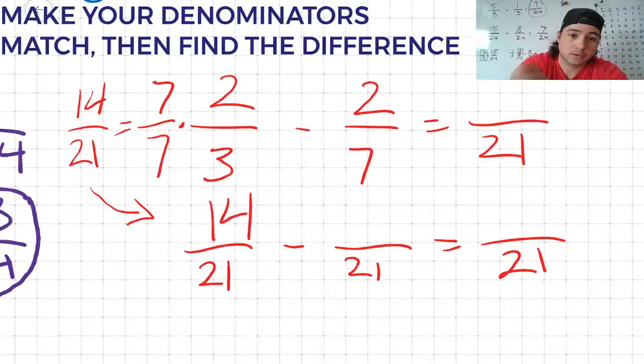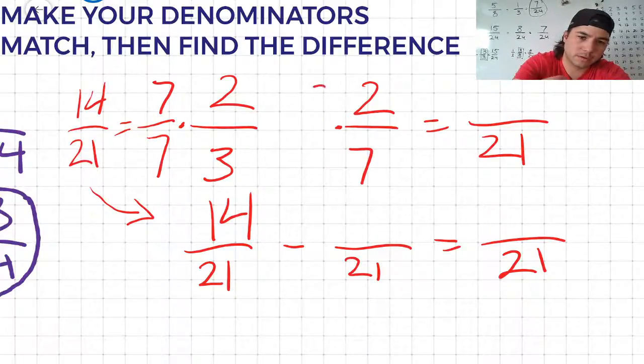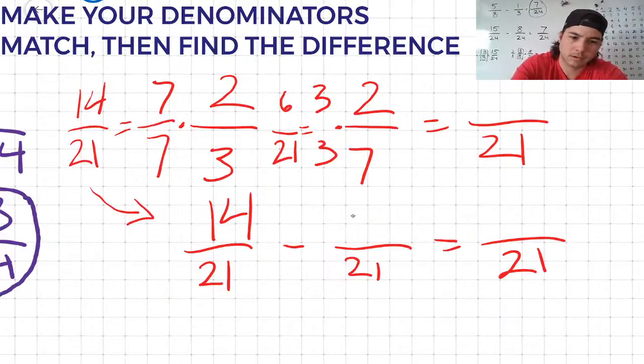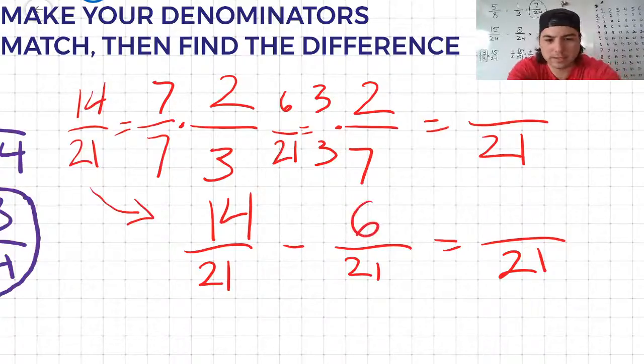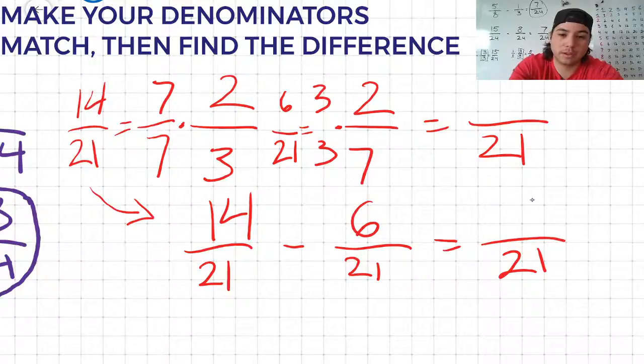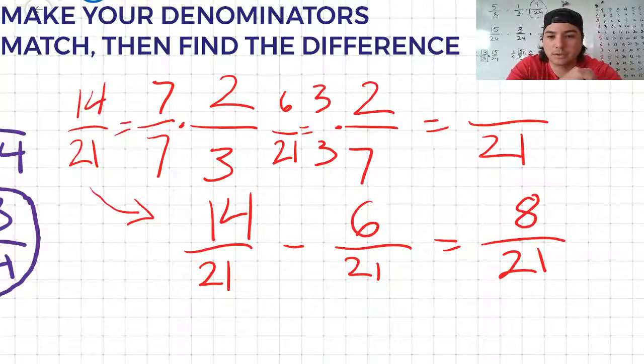So I know 2/3 is equivalent to 14 21sts. Now, 2/7. Well, I know that's, we're multiplying it by 3/3 because 3 times 7 is 21. So now, what's 3 times 2? 6. So then we know that 2/7 is equivalent to 6 21sts. And when we subtract 14 minus 6, we end up with 8 21sts.